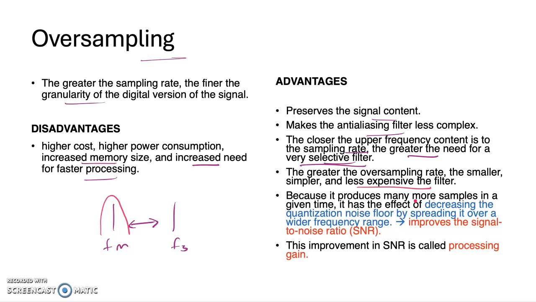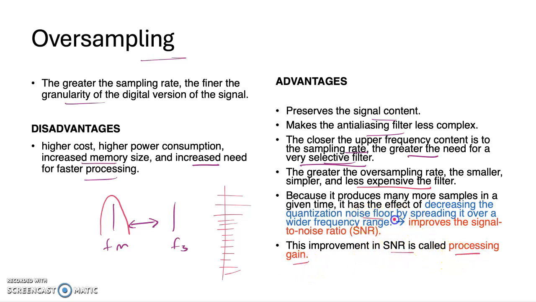Because it produces many more samples in a given time, it has the effect of decreasing the quantization noise floor by spreading it over a wider frequency range. Remember, we talked about having more levels means that we will reduce the quantization error. And this improvement in SNR is called the processing gain.